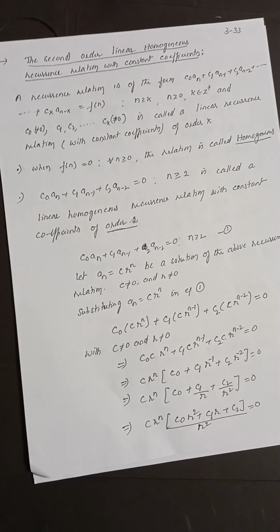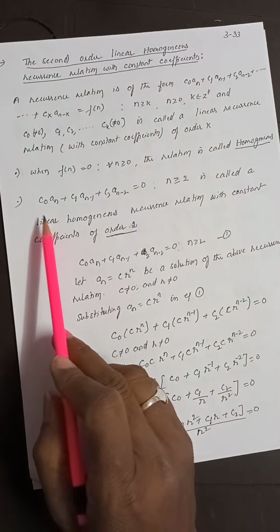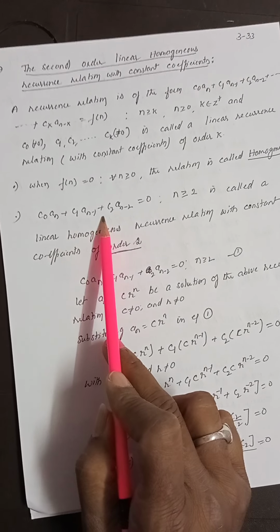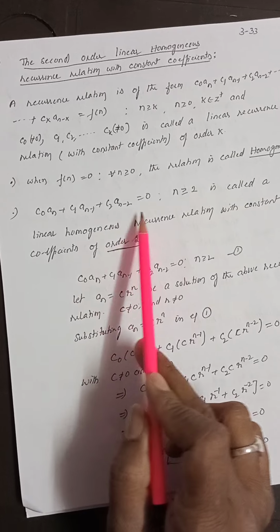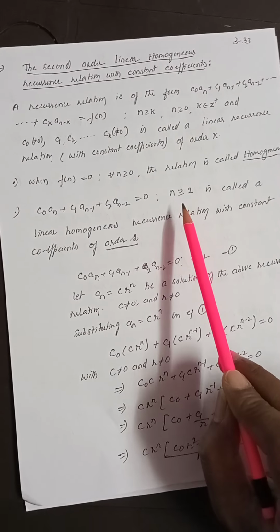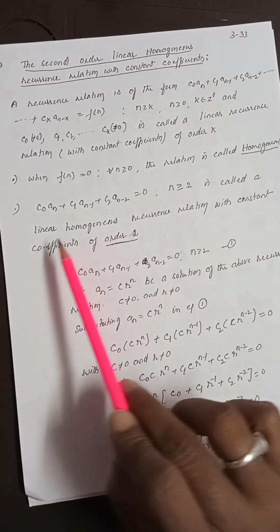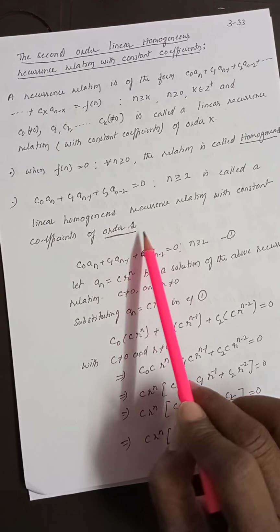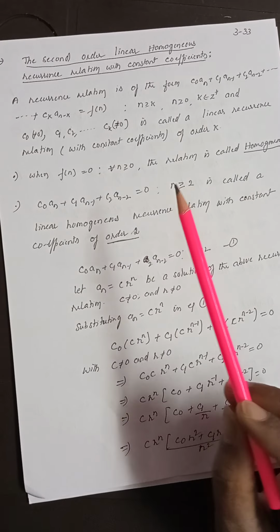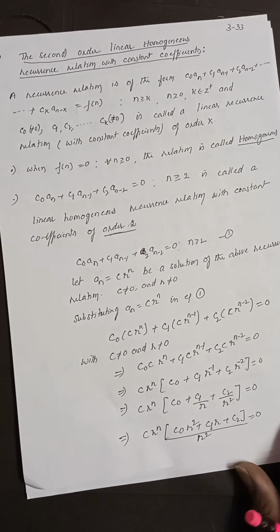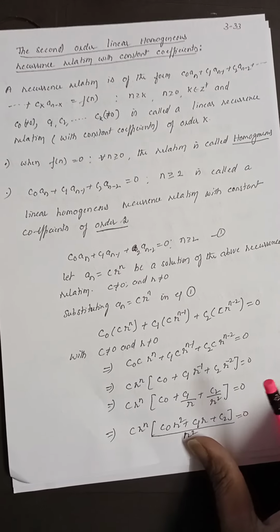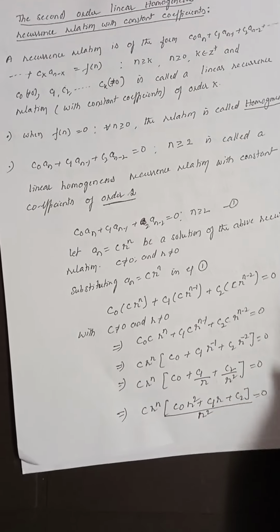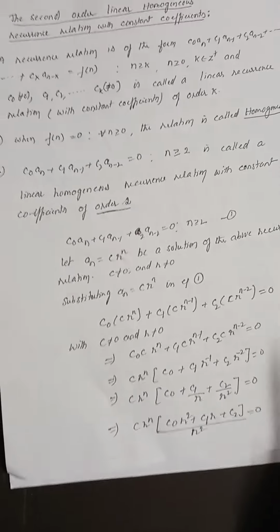Now second order means when k is equal to 2: c0 a_n + c1 a_(n-1) + c2 a_(n-2) = 0, where n greater than or equal to 2, is called a linear homogeneous recurrence relation with constant coefficients of order 2. Right? Now we are going to study the nature of second order linear recurrence relations with constant coefficients. Of course, those are homogeneous recurrence relations only.